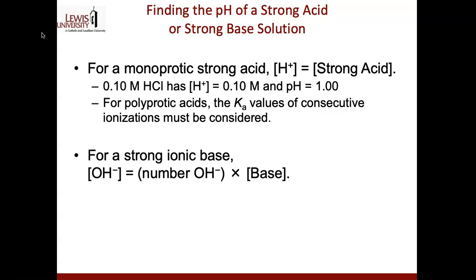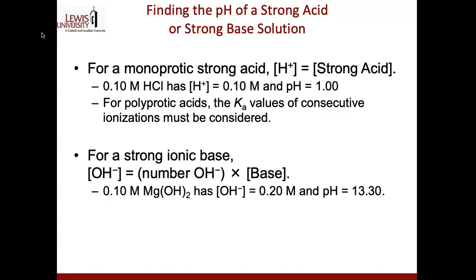All right, so for a strong ionic base, we talked about how hydroxides can be calculated from the number of hydroxides multiplied by the concentration of base, and we can calculate pH from that. You could either calculate pOH and then convert it to pH, or you could use the concentration of OH minus and convert it to the concentration of H plus and calculate pH. It's totally up to you, however you want to do it.